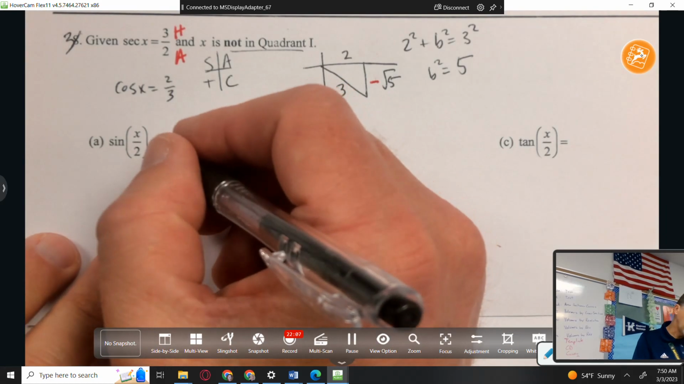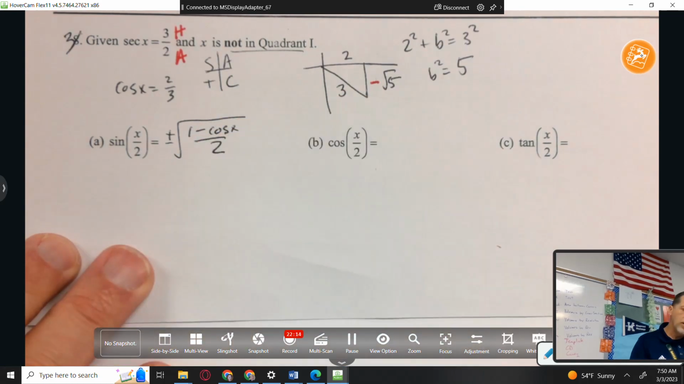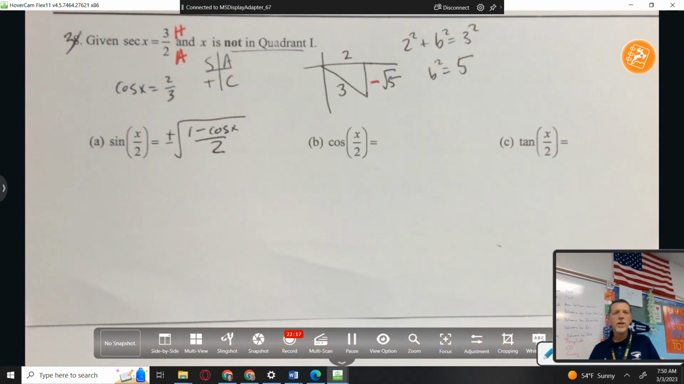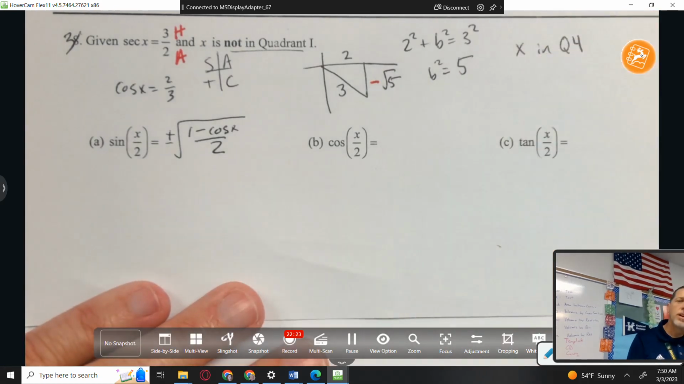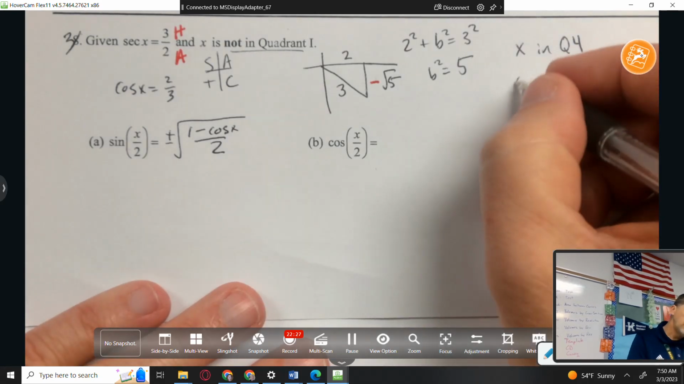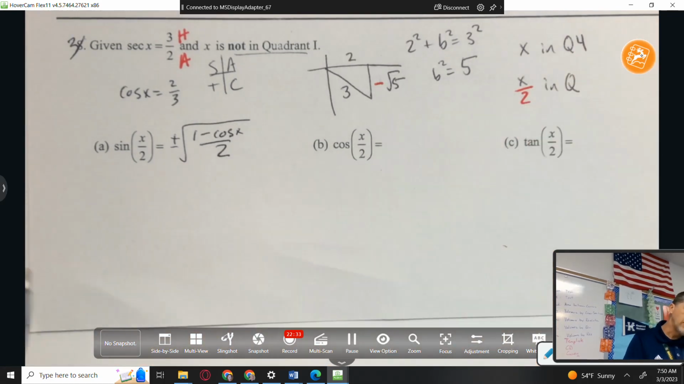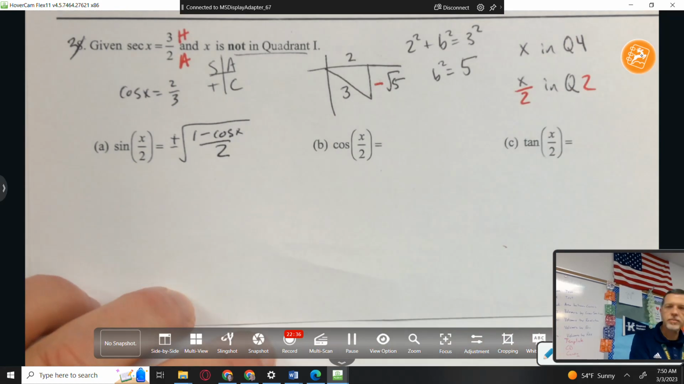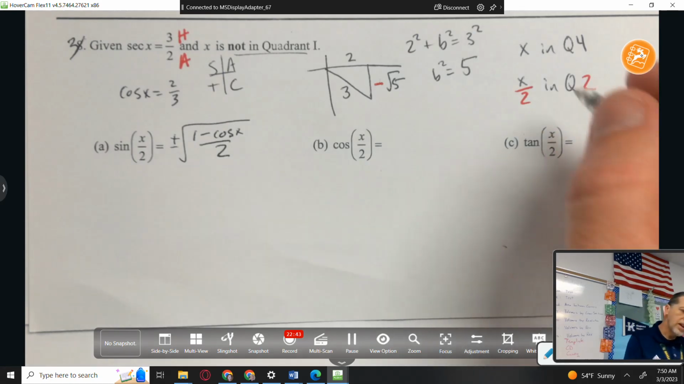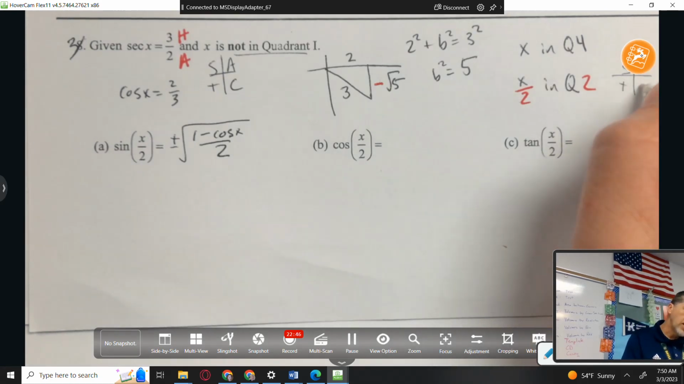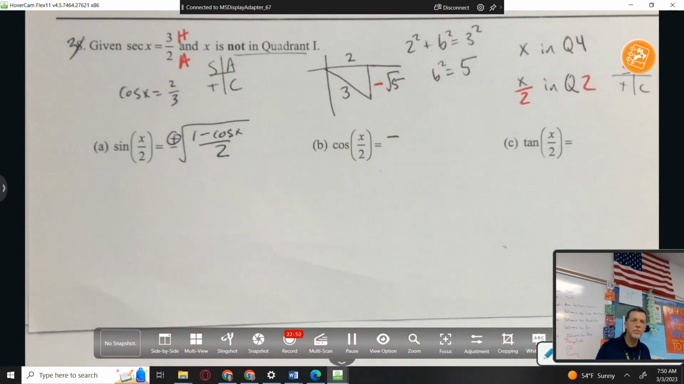Okay. Sine of x over 2 is plus or minus the square root of (1 minus cosine of x) over 2. Let's pick the plus or minus here. So x is in quadrant 4, which means that x over 2 is in quadrant 2. In quadrant 2, the sine will be positive, and the cosine will be negative. So I'm going to just jump ahead to part B here and put my negative out there.